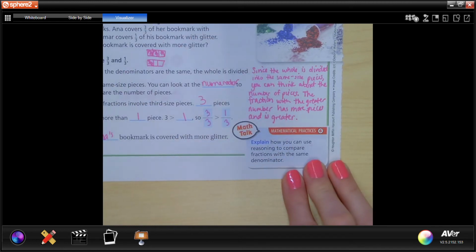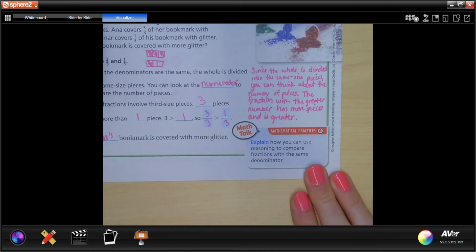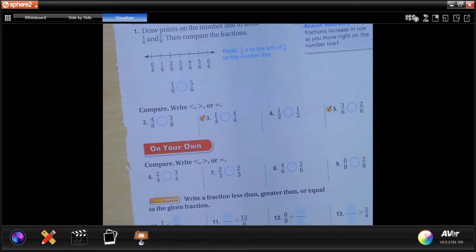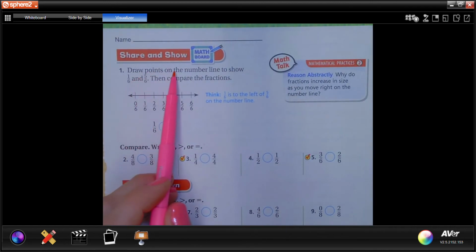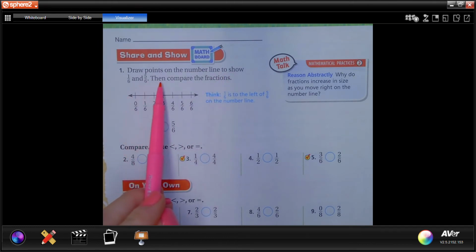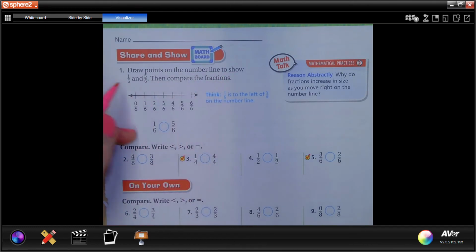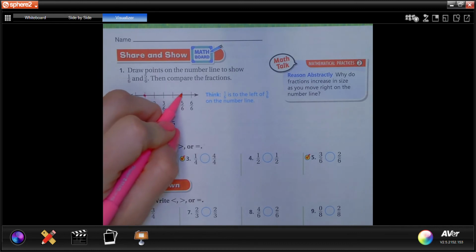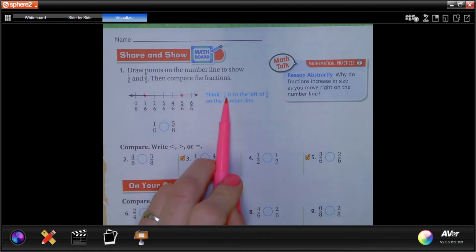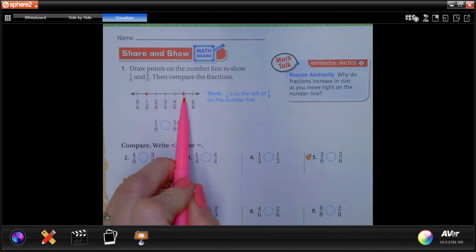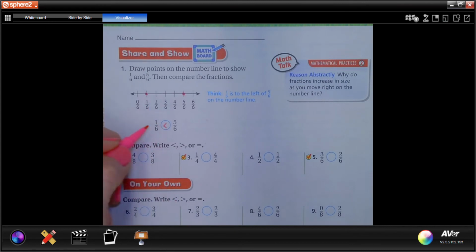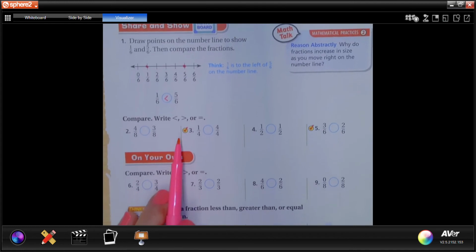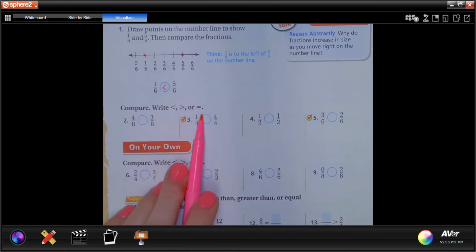If you need to pause to finish writing that, feel free to do so. Moving on to page 515. Share and show. Draw points on the number line to show 1/6 and 5/6. Then compare the fractions. Well, 1/6 and 5/6. Think, 1/6 is to the left of 5/6 on the number line, so we know that 1/6 is less than 5/6. Compare using less than, greater than, or equal to for each problem.